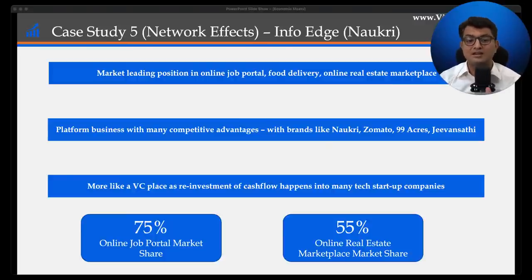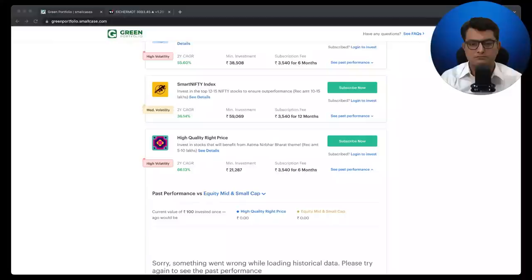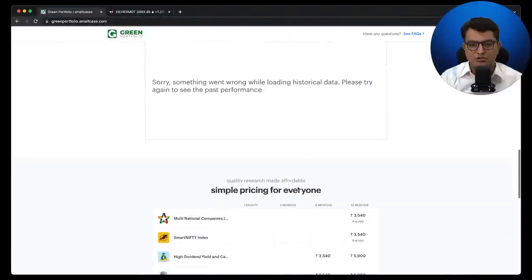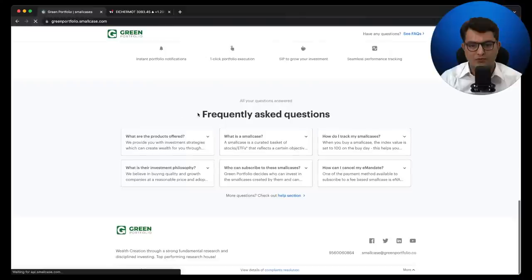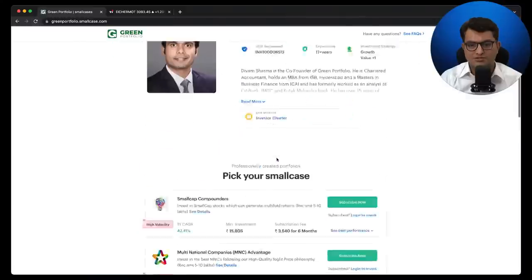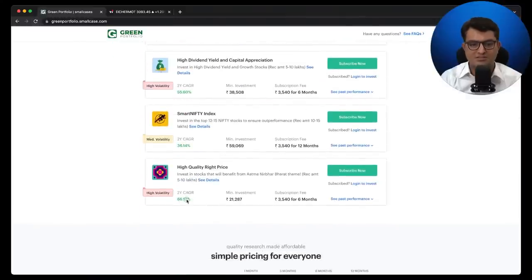And they have like 75% of market share in online job portal and 55% market share in online real estate marketplace, right? So that is where they are super. Okay, so they have given amazing returns also over the last couple of years. You can just check it out. They have like 66% CAGR for the last 2 years.